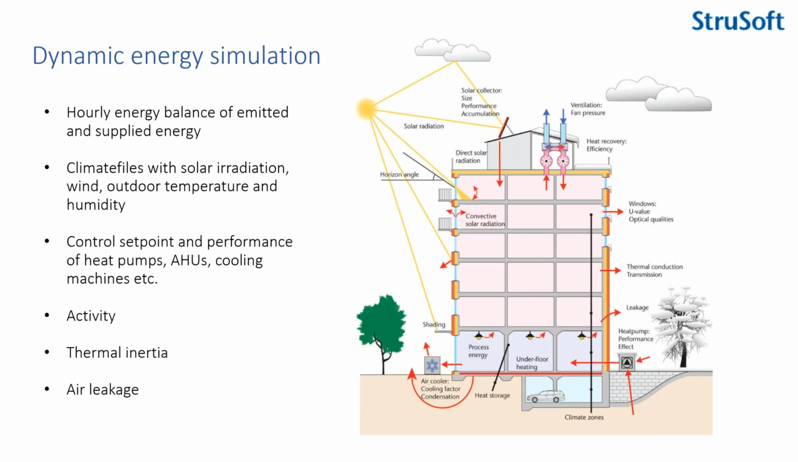We define the heating and cooling set points and define the activity in the building. We need to give information about the technical installations, other heat pumps, the air handling units, cooling machines, and so on. And in the dynamic hourly energy calculation, the program takes into consideration the thermal inertia of the building and also the air leakage from the building parts.